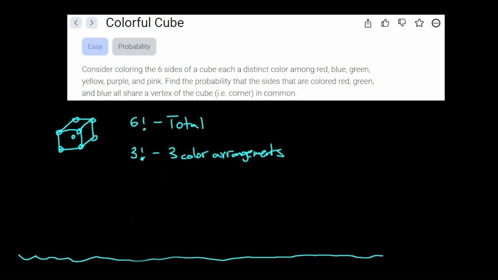Thus, in total, we have 8 different corners times 3 factorial ways to arrange red, blue, and green, times 3 factorial ways to arrange yellow, purple, and pink. Now, all of that is over our 6 factorial total ways to arrange all the 6 colors. If you solve this out, this yields a probability of 2 over 5.